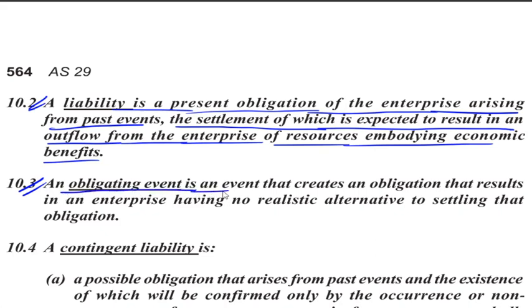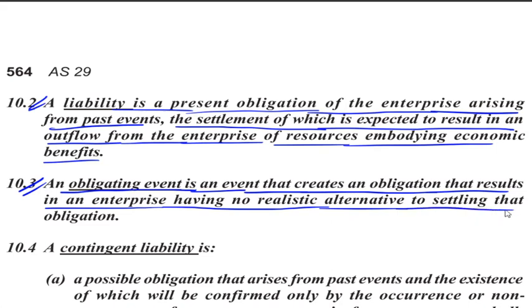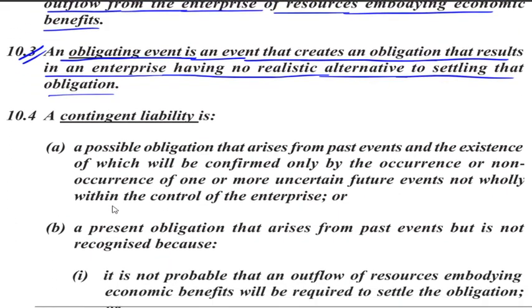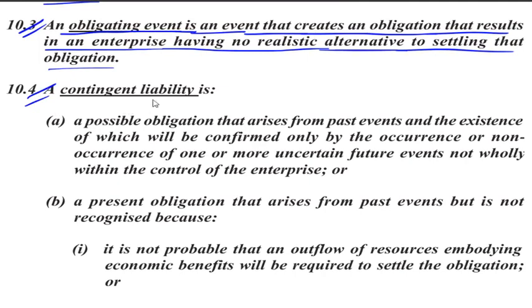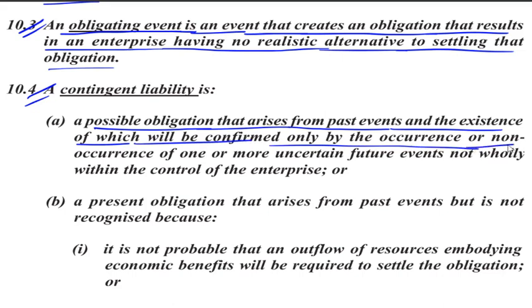An obligating event is an event which creates an obligation that results in an enterprise having no realistic alternative to settling that obligation. Contingent liability. Contingent liability is possible obligation that arises from the past event and the existence of which will be confirmed only by occurrence or non-occurrence of one or more uncertain future events, not wholly within the control of the enterprise.